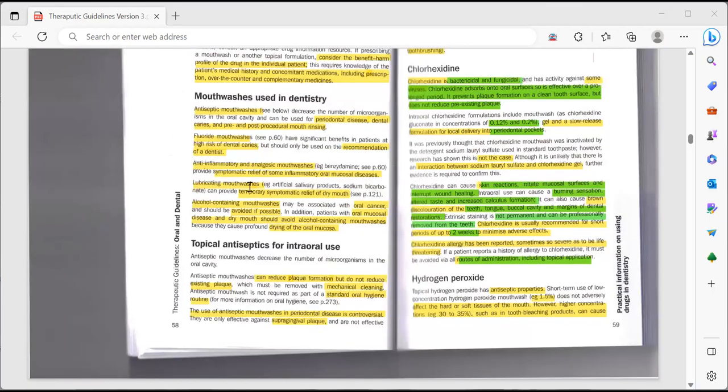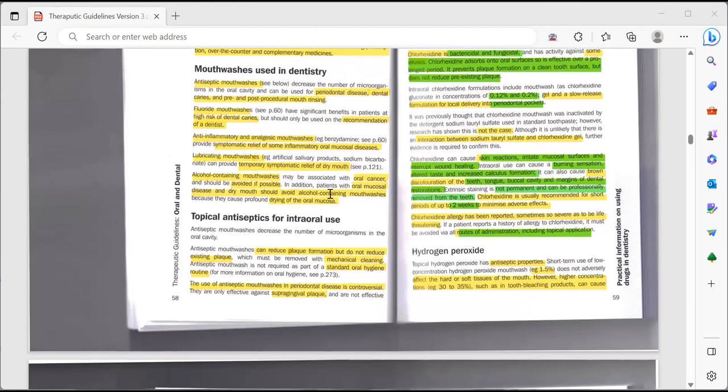Then others are the lubricating mouthwashes like artificial saliva products and sodium carbonate. We generally prescribe them for temporary relief of dry mouth. And then alcohol-containing mouthwashes may be associated with oral cancer and should be avoided. We do not really prescribe any alcohol-containing mouthwashes. In addition, patients with oral mucosal disease and dry mouth should avoid alcohol-containing mouthwashes, because this would lead to additional drying of the oral mucosa.